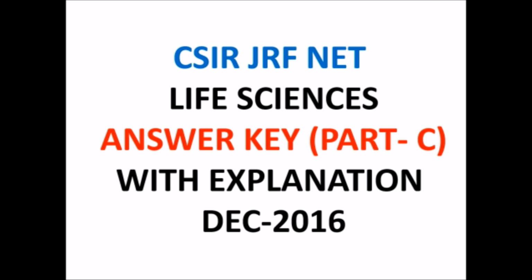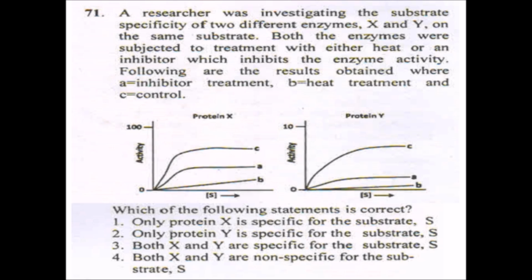How? Let's see. The first question of part C: a researcher was investigating the substrate specificity of two different enzymes X and Y on the same substrate. Both the enzymes were subjected to treatment with either heat or an inhibitor which inhibits the enzyme activity. Following are the results obtained where A is the inhibitor treatment, B is the heat treatment and C is the control. Now come to the graph. This is the control, A is the inhibitor treatment and B is the heat treatment.